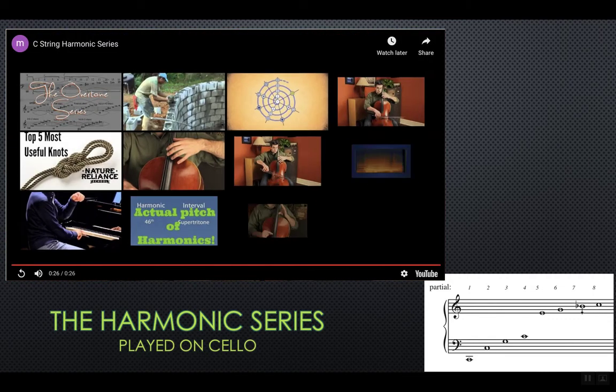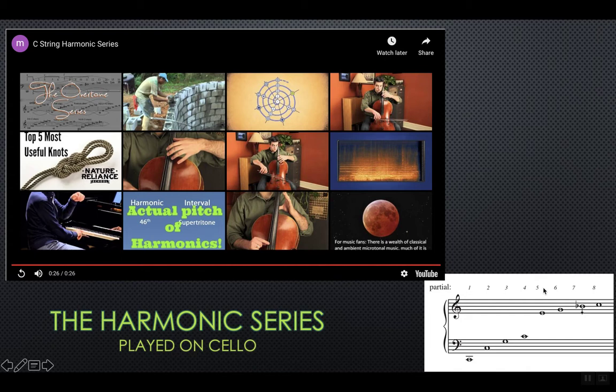Now, I just want to point out two things about this. One of them, if you look at harmonics, sorry, partials 4, 5, and 6, you get C, E, G. So from a C string, you get a C major chord, okay?